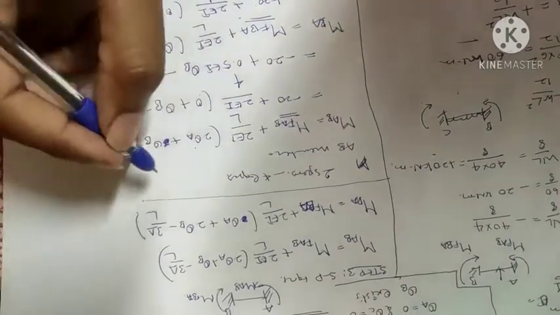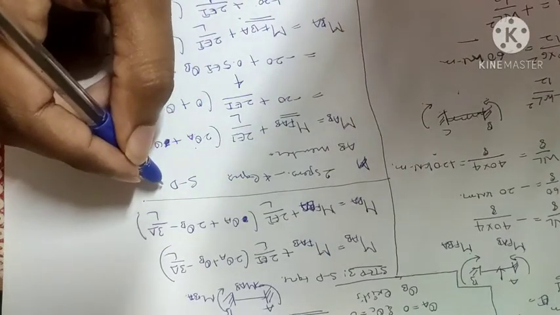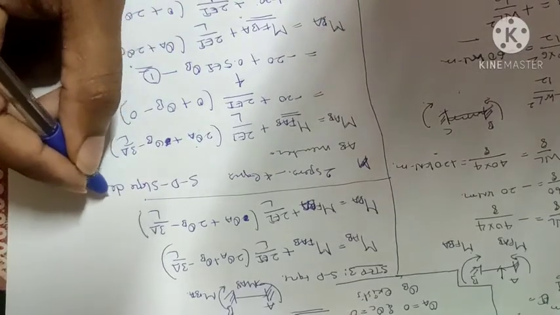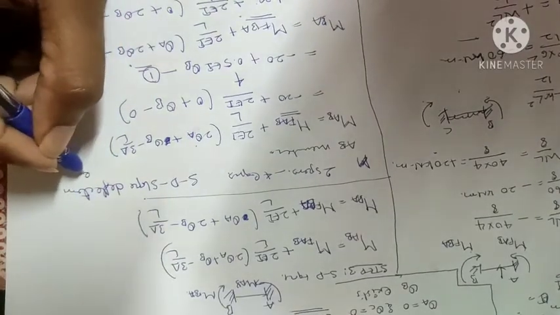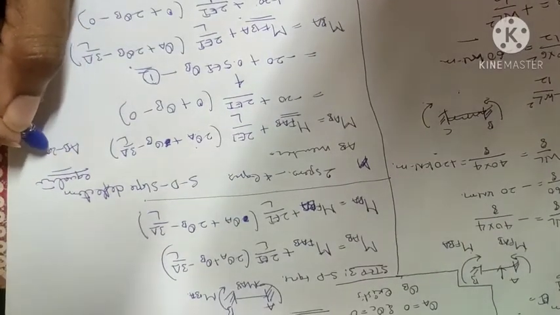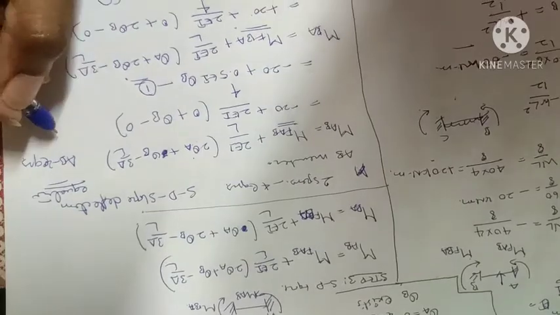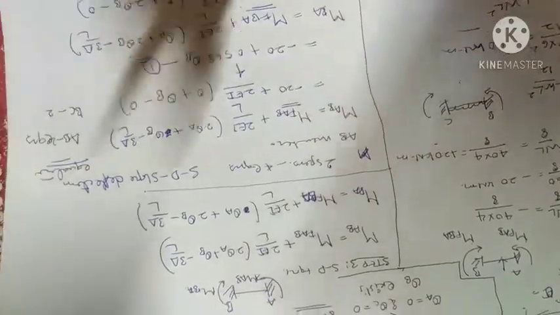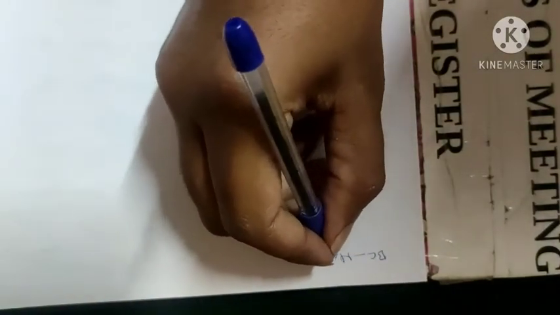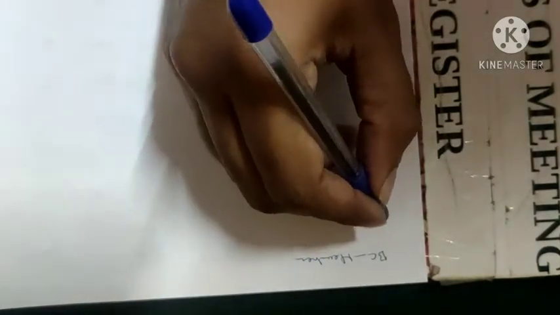These are the slope deflection equations. For member AB you have 2 equations. Similarly, for member BC you should find another 2 equations, so we'll do that here.